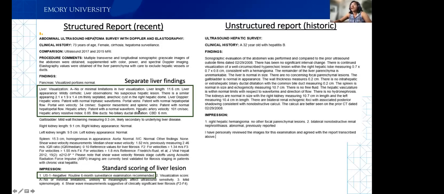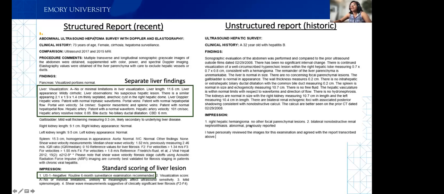But if we look back at a similar kind of report in an unstructured format, you'll clearly see that your findings are just a text snippet lumped together without any proper organization. So we don't know where the liver findings are, where the gallbladder findings are, where the kidney findings are. So you need a kind of good extraction to extract that information.